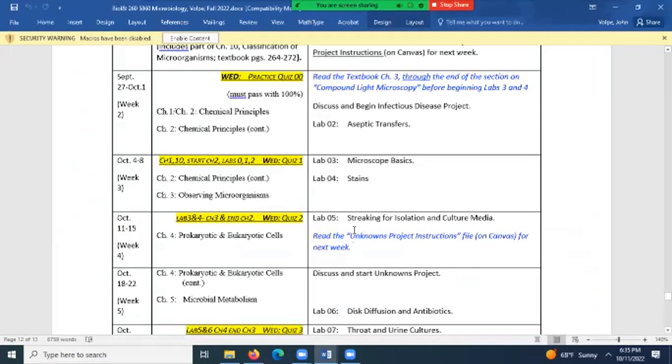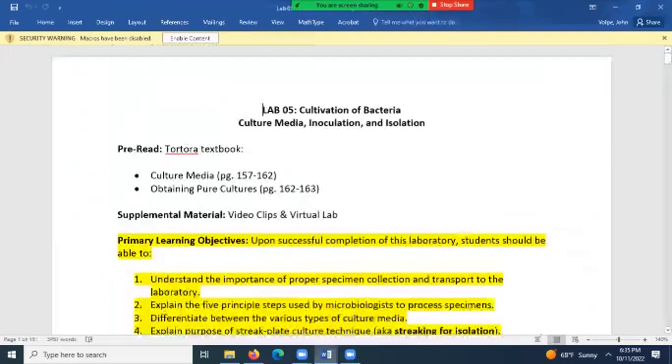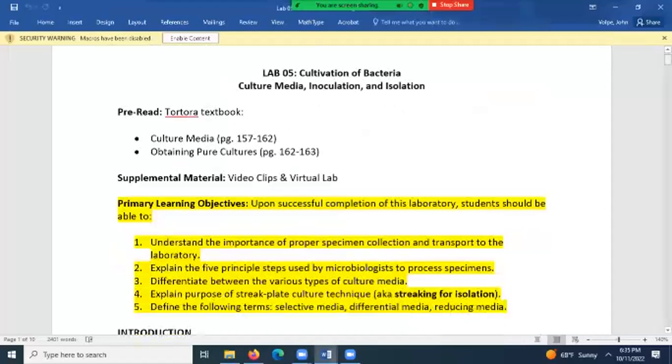All right, let's talk about Lab 5, Streaking for Isolation in Culture Media. Let me mention that I did grade labs 3 and 4 this weekend. If you didn't get a perfect score, 100%, you can resubmit your worksheet by Saturday for full credit.